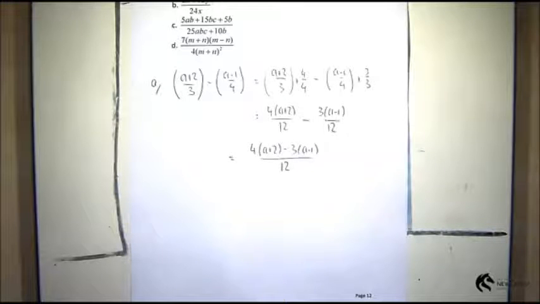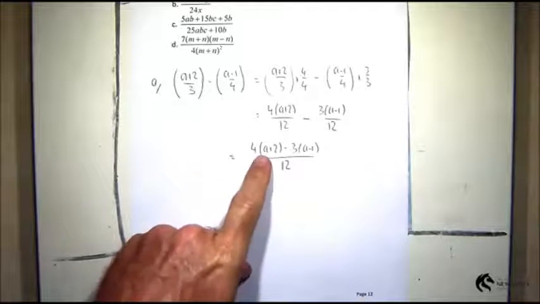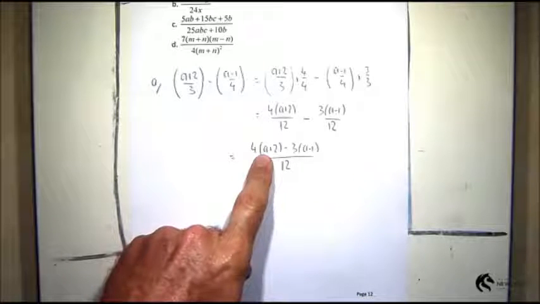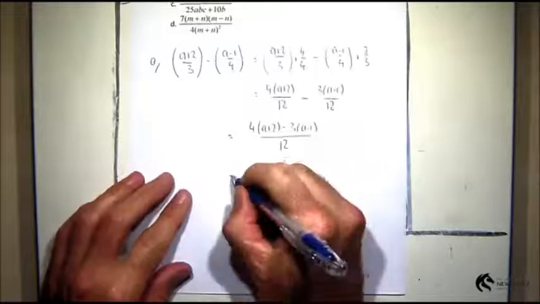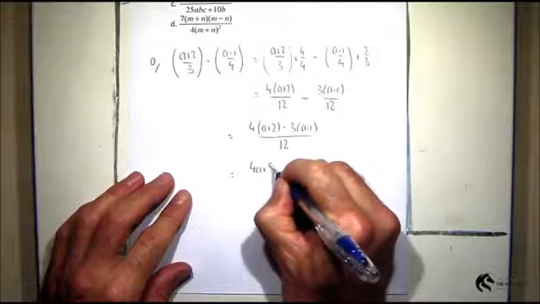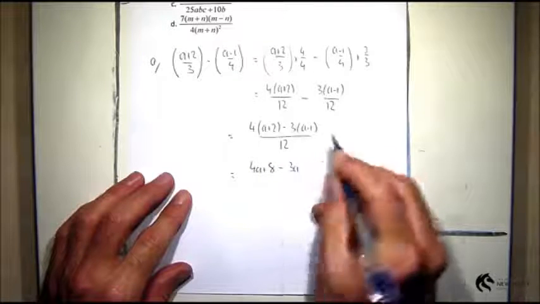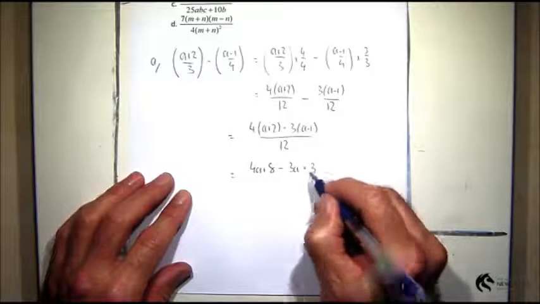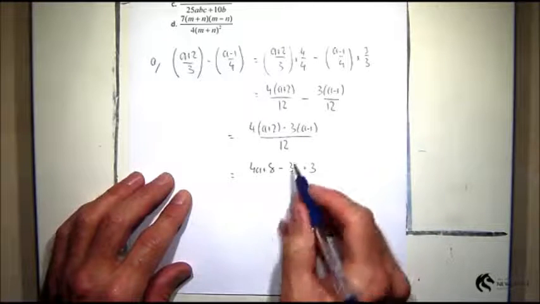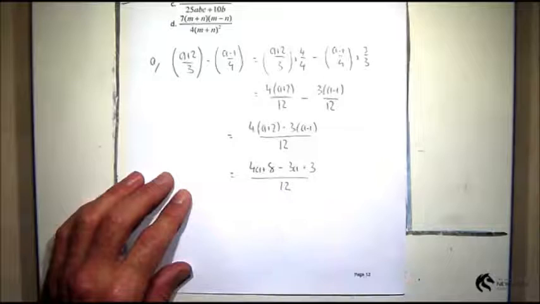I can probably simplify that a bit further if I want to, because I can expand out the grouping symbols here. I use my distributive law. And so this will become 4A plus 8 minus 3A. Now look at this as minus 3 times minus 1. So that's plus 3 sitting there, all on 12.